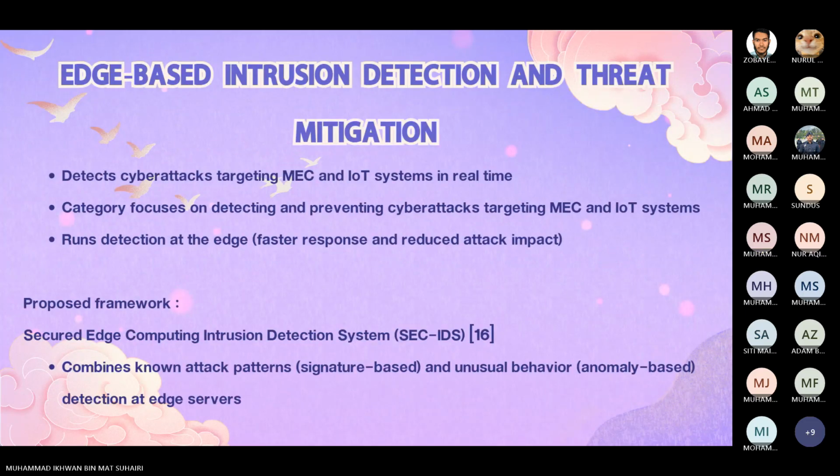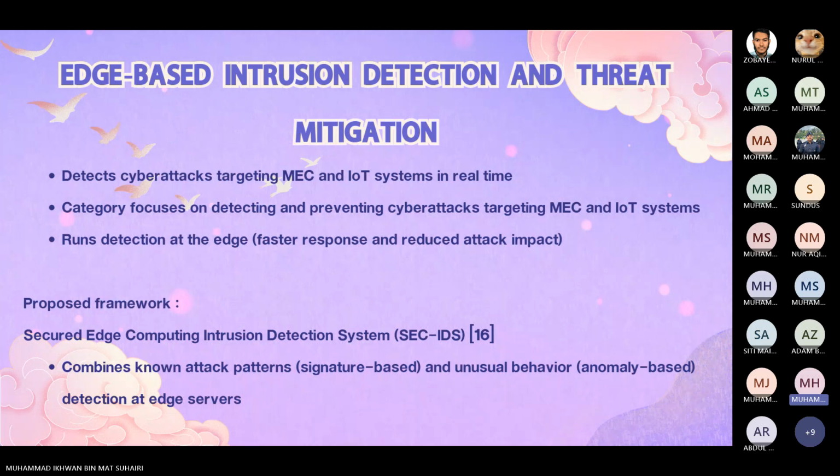Okay, next, we move on to the last category, which is edge-based intrusion detection and threat mitigation. This category's main function is to detect and prevent cyber attacks targeting MEC and IoT systems in real time. The key difference from traditional security is that detection runs directly at the edge. This means we get a much faster response and can significantly reduce the impact of an attack.